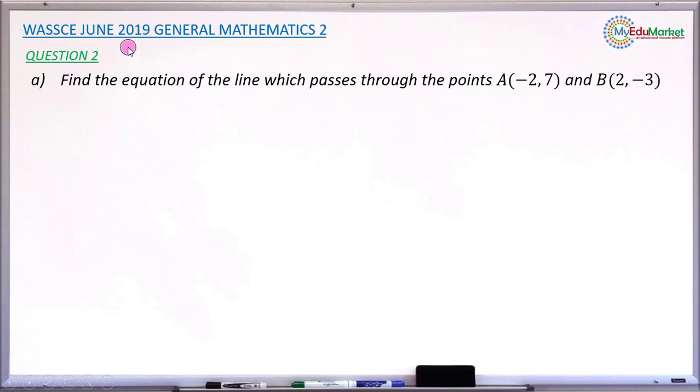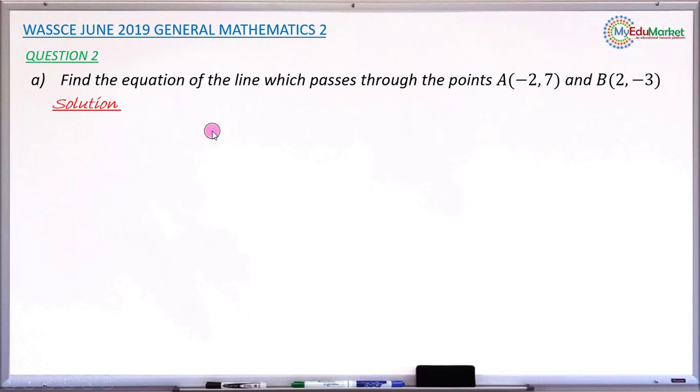This is WAEC June 2019 General Mathematics Paper 2, and we are answering question number 2A. The question reads, find the equation of the line which passes through the point A with the coordinate minus 2, 7, and it also passes through the point B with the coordinate 2, minus 3. So you are asked to write the equation that passes through 2 points, and the coordinates of those 2 points is given. So let's attempt to answer the question together.